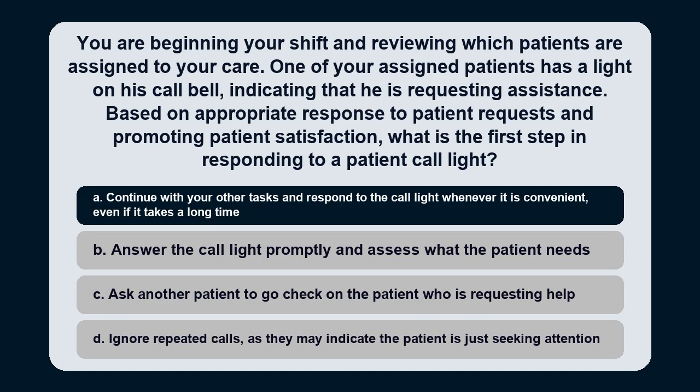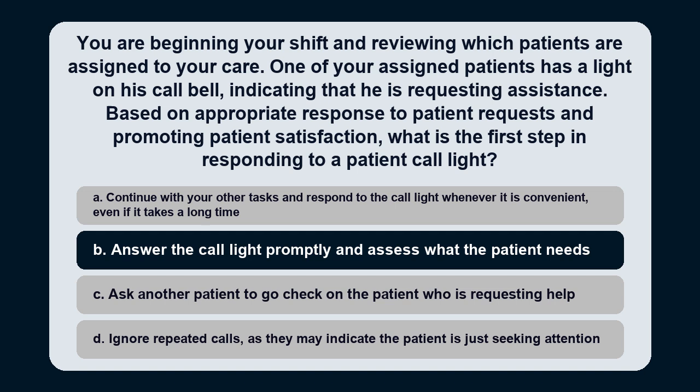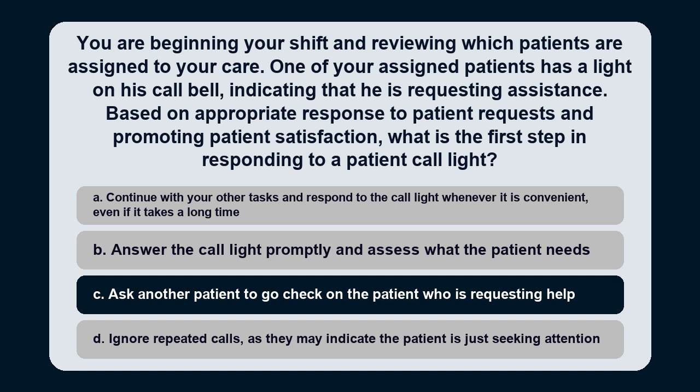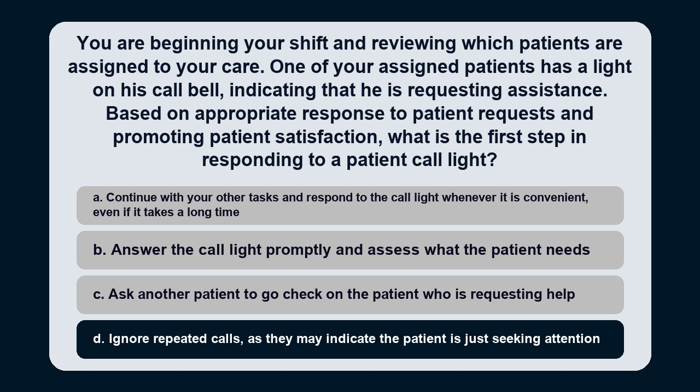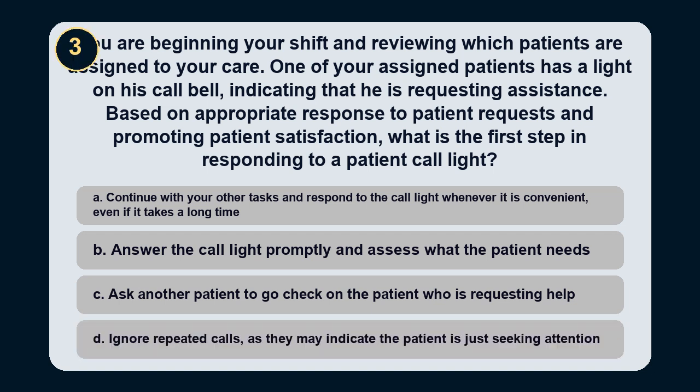Option A. Continue with your other tasks and respond to the call light whenever it is convenient, even if it takes a long time. Option B. Answer the call light promptly and assess what the patient needs. Option C. Ask another patient to go check on the patient who is requesting help. Option D. Ignore repeated calls as they may indicate the patient is just seeking attention.